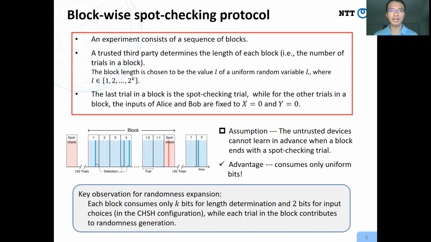Similar to the usual spot checking protocol, we can make assumptions like the untrusted devices can't learn in advance when a block will end. Then we can certify randomness produced by every trial in a block. At the same time, you can see each block costs k bits for block length determination and 2 bits for setting choices. Hence, it's possible to achieve randomness expansion. Compared with the usual spot checking protocol, our protocol does not consume any non-uniform bits.